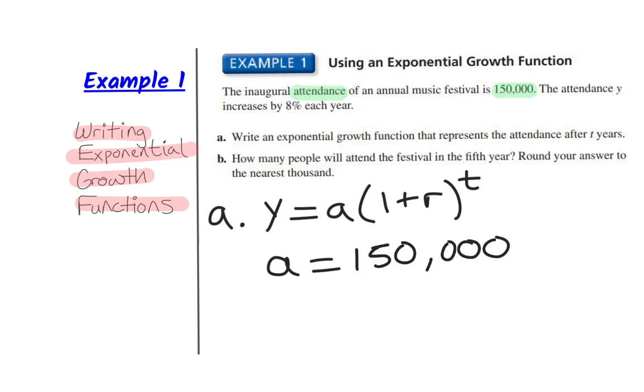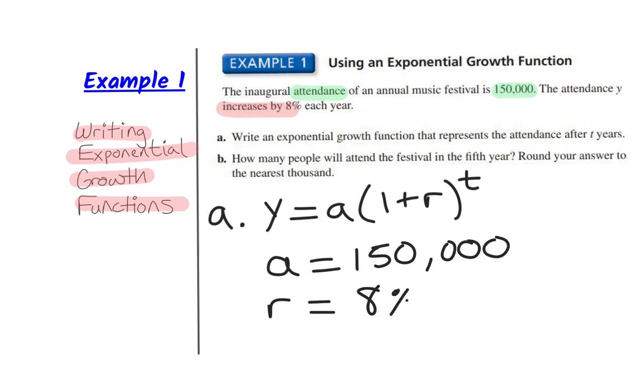That's how many people we're starting with. R is whatever we're growing by. And so I see up here that it says the attendance Y increases by 8% each year. Okay, so we have our growth factor here. Let's highlight this piece. It increases by 8%. But the problem with 8%, we'll write this in here.